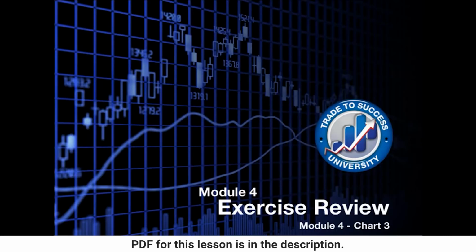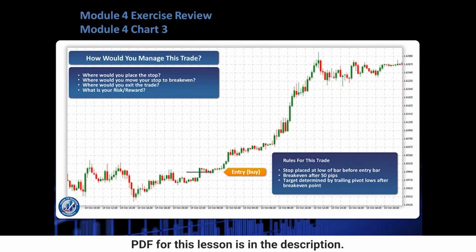Okay, let's look at Module 4, Chart 3. So the rules for this trade: the stop is to be placed at the low of the bar before the entry bar. The break-even is after 50 pips. And the target is determined by trailing pivot lows after the break-even point.